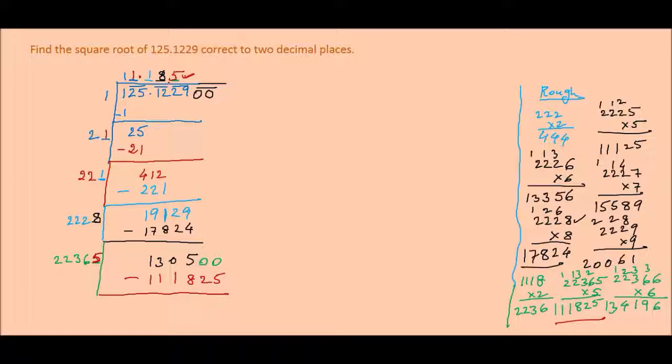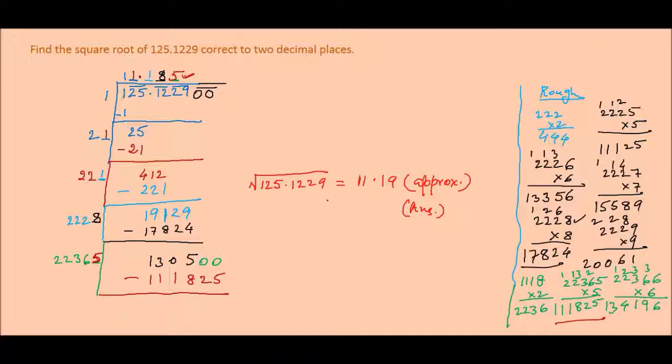Let us write the answer. Therefore, square root of 125.1229 is equal to 11.19 approximately. This becomes our answer.